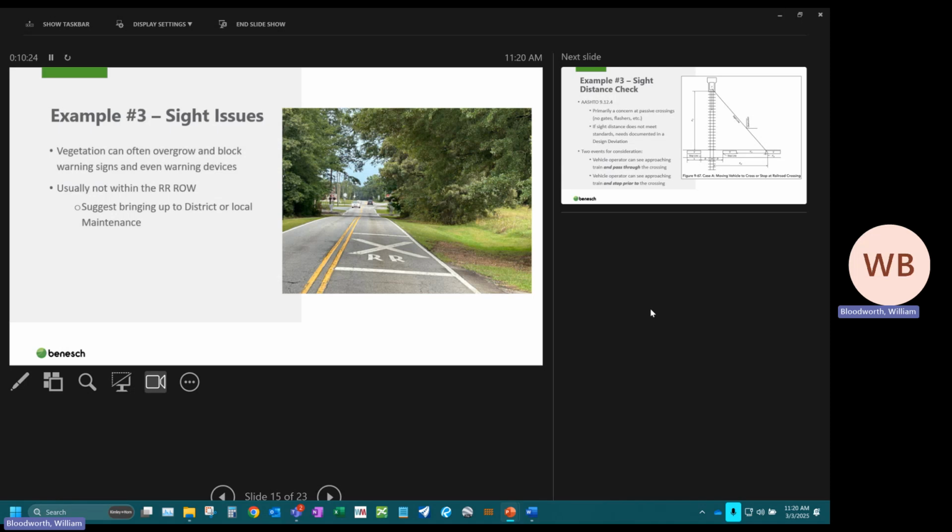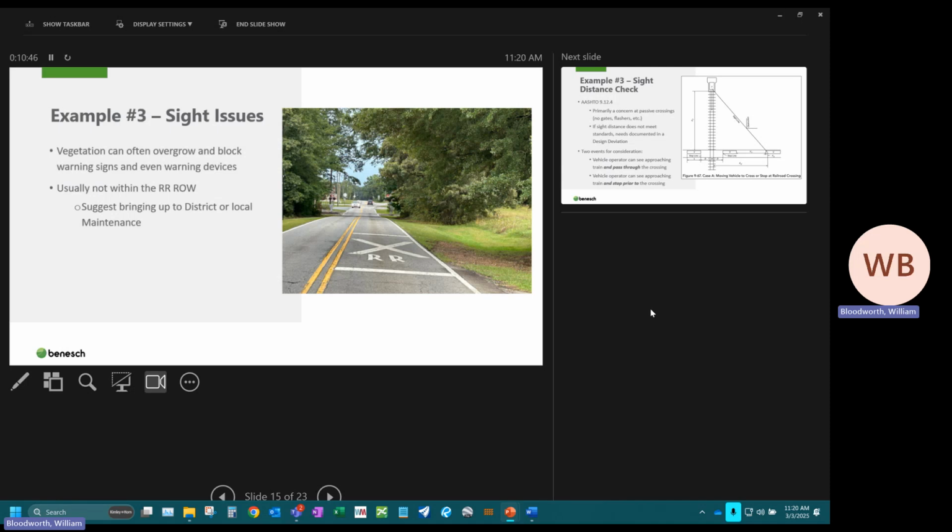Okay, so we're going to touch on site issues in two ways. This first one is a photo from a crossing in, I believe, rural Georgia, if I'm remembering correctly. One thing you might notice is it looks like there are no advanced warning signs at all. So really all the drivers have is that pavement symbol on the ground to warn them of an upcoming railroad crossing. Even the flashers are blocked.